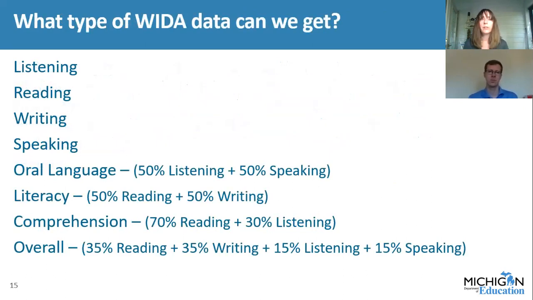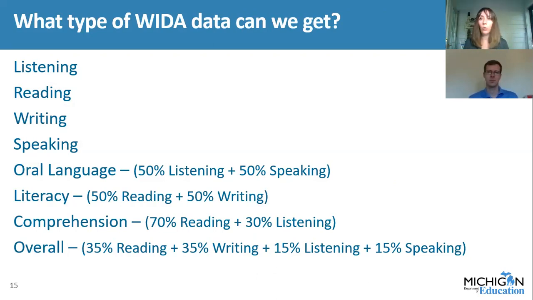So let's return to our WIDA data and what type of data we can get, all right? I've already mentioned that you're going to get a score in these particular areas that you can see: listening, reading, writing, speaking. And then you've got these 4 areas that I mentioned that are composite areas. So they are an amalgamation of multiple domains of scores.